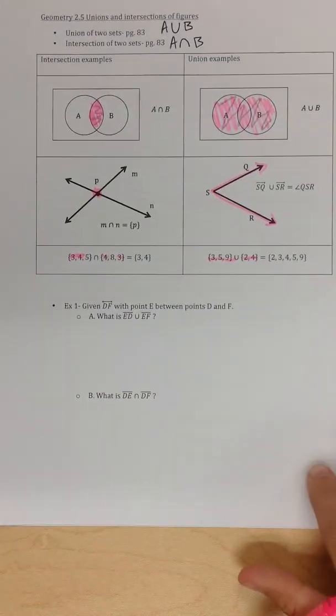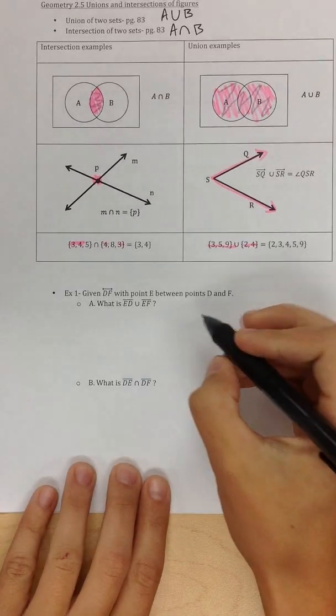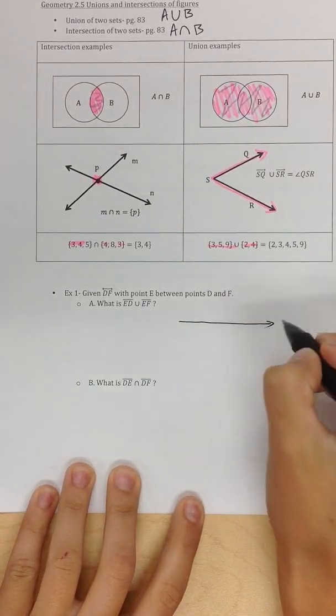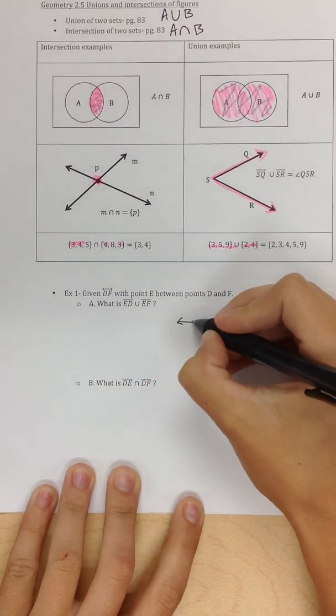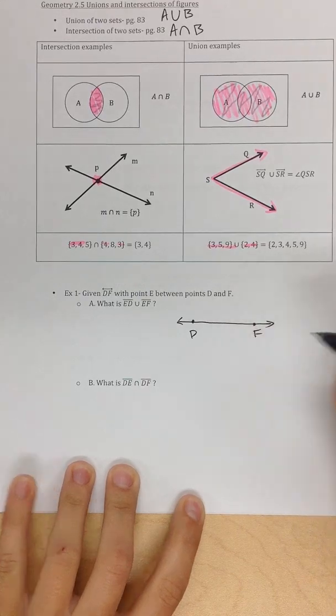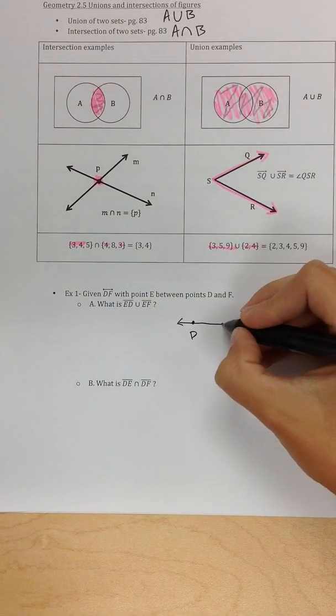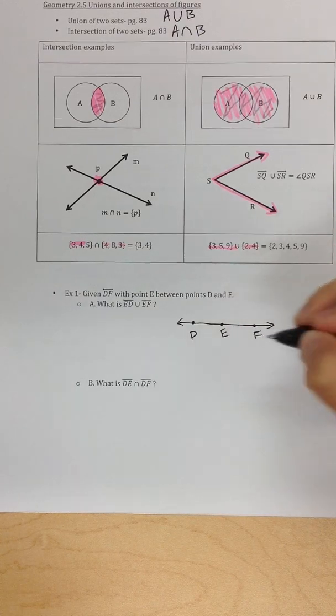So the first example here says given the line FD, so let's find my pen. If I draw this out, I've got a line, put a point D on it, put a point F on it, and then it says the point E is in between there. Okay, so E is in the middle.